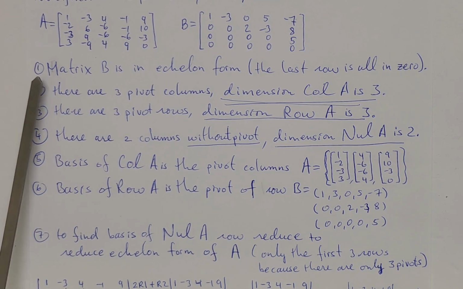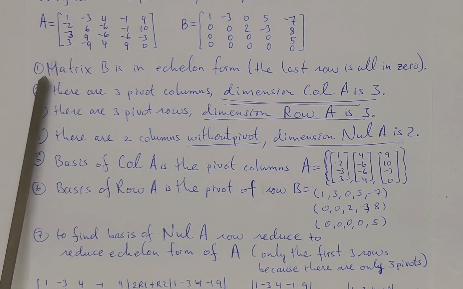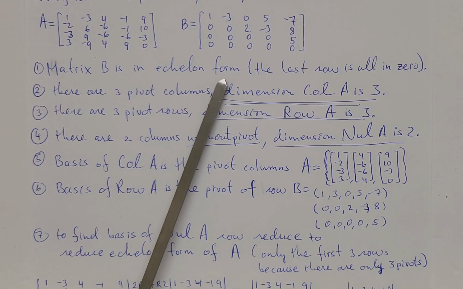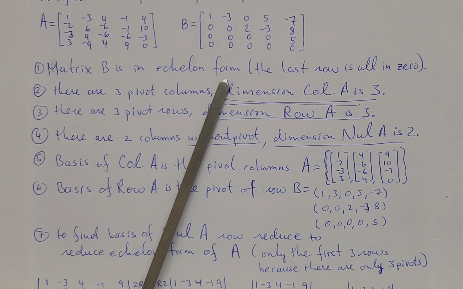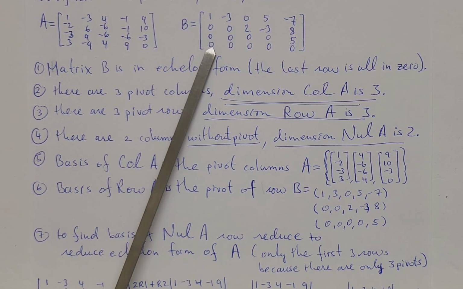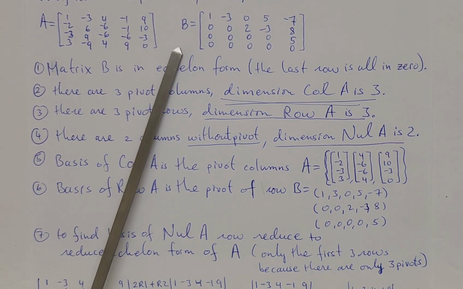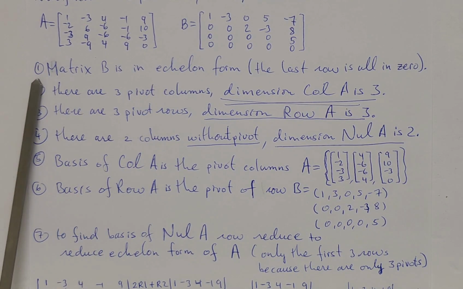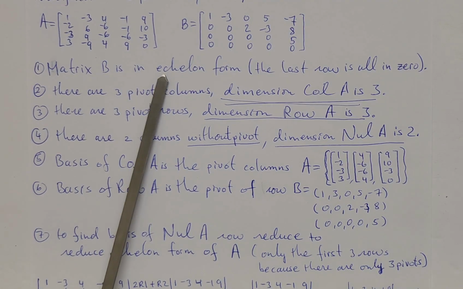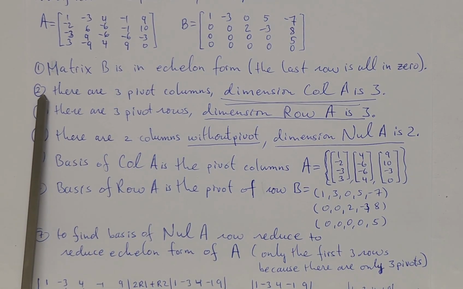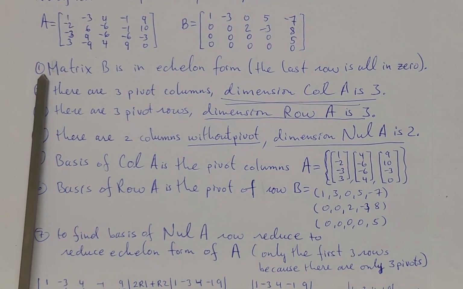Part number one, matrix B is in echelon form. That means, in simple words, B is the solution of A after row operations. So that's part one.